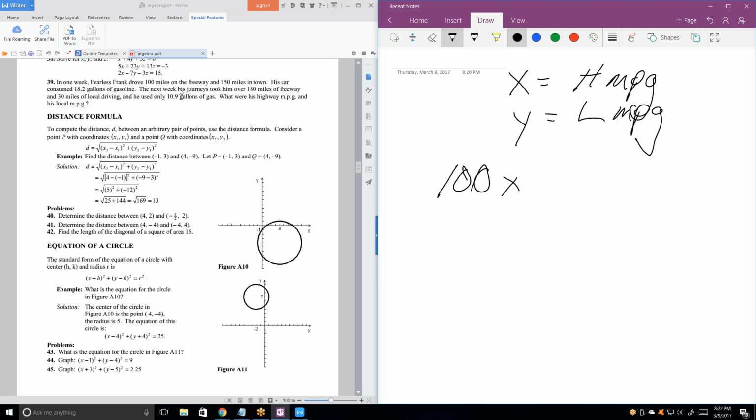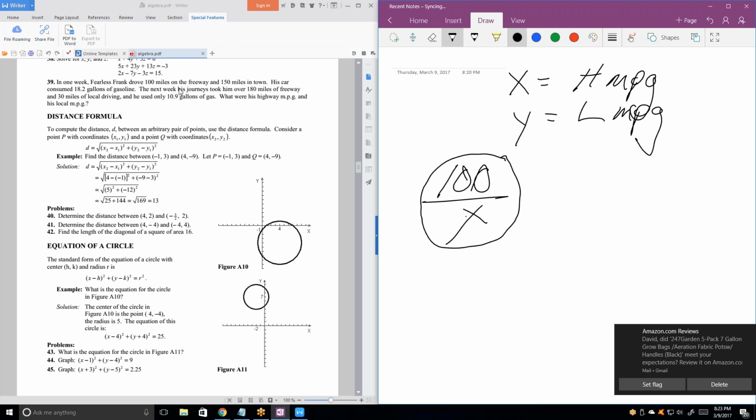Times miles per gallon on the highway shows how many gallons of gas he used. In other words, let's say you get 20 miles per gallon. That's what X is. His highway miles per gallon are 20. Well, then it's not multiplied by X, it's divided by X. Notice how that gives you the number of gallons used driving on the highway. If you drive 100 miles and you get 20 miles per gallon, then you're going to use 5 gallons.